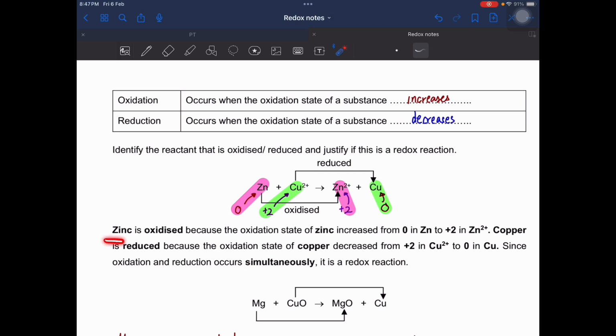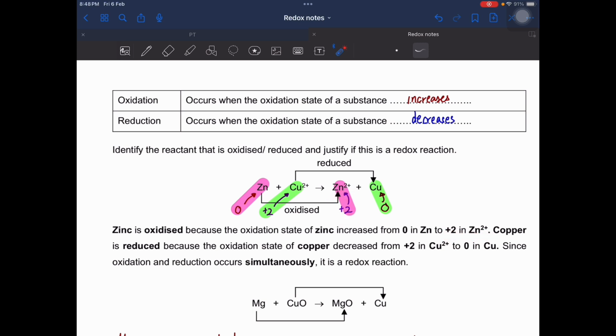We'll say that zinc is oxidized because the oxidation state of zinc increased from 0 in Zn to +2 in Zn2+. Right? Look at the way it's being written. It's being oxidized, which you should already know now. But we say that the oxidation state of zinc, because this question is about zinc, and where did it change? It went from 0, which is the original one in Zn, to +2, which is the final one in Zn2+. Now this is the way to phrase this kind of writing.